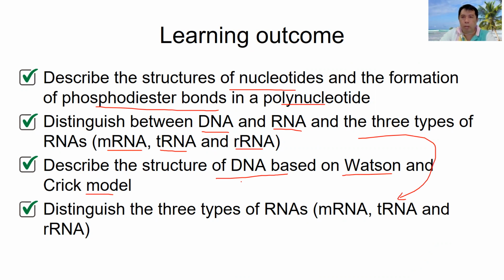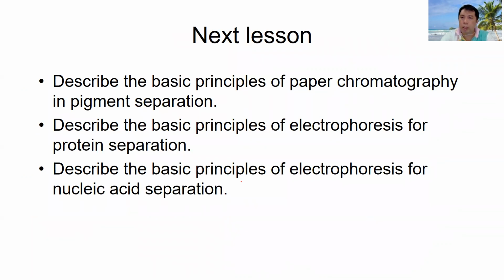I think that's all for this video. For the next lesson, we'll talk about the analytical techniques used for biological molecules. For example, paper chromatography and electrophoresis are used to separate proteins and also to separate amino acids. They are different. Electrophoresis is also used to separate nucleic acids, especially DNA.